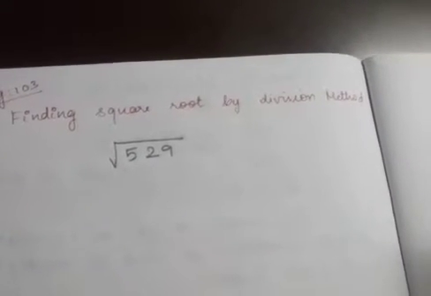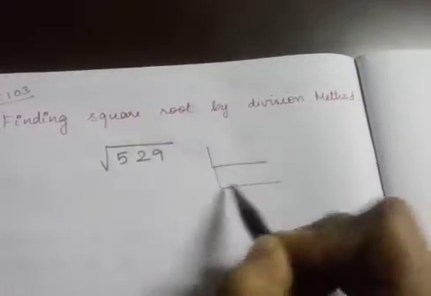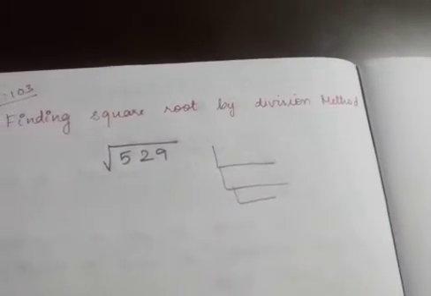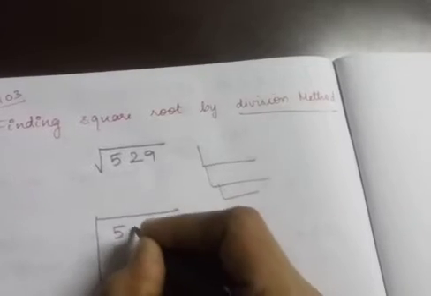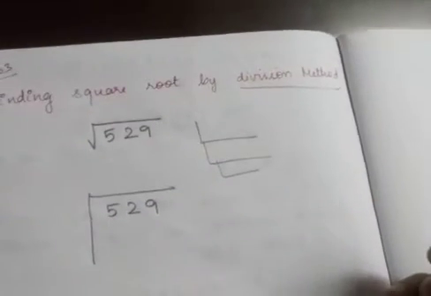Yes, you can do it like this, long division, and you can find the answer, right? But now it is the division method. Keep it in your mind, the division method. So as in division, 529, you write it inside.